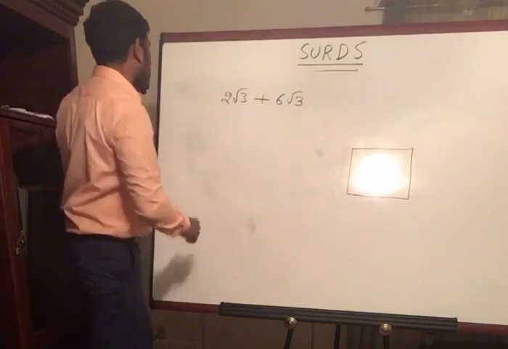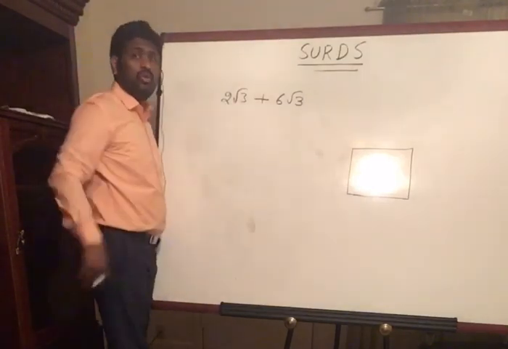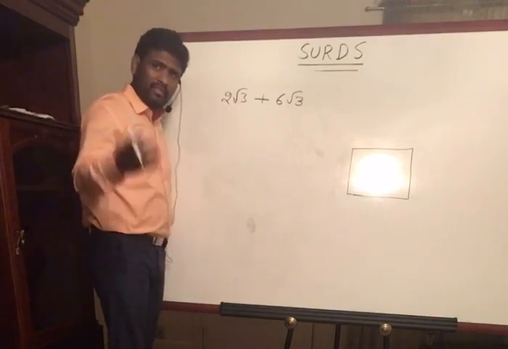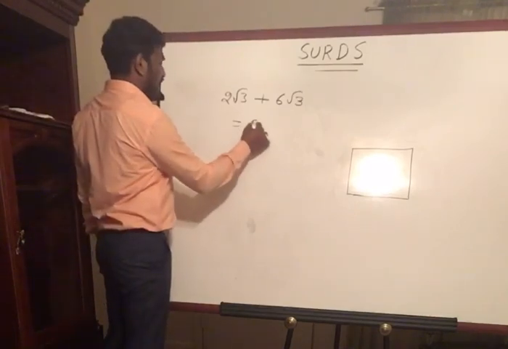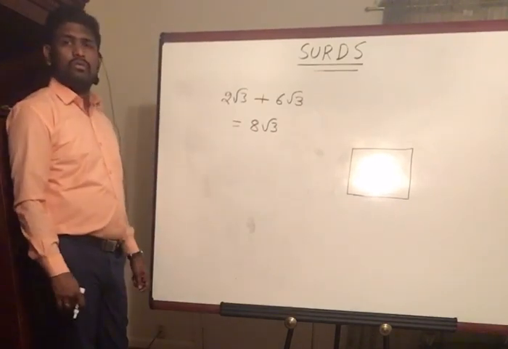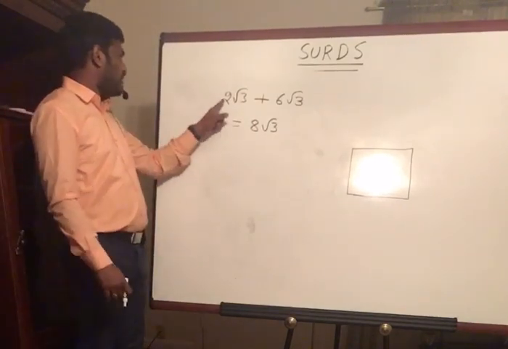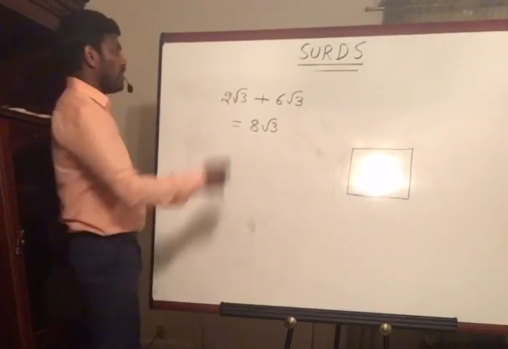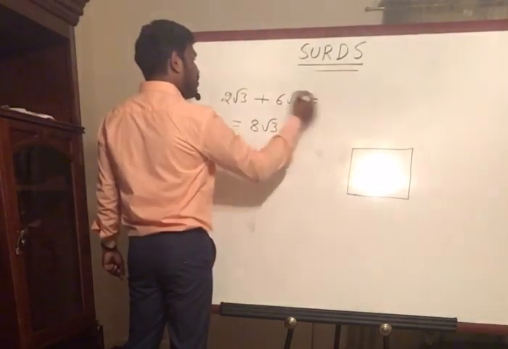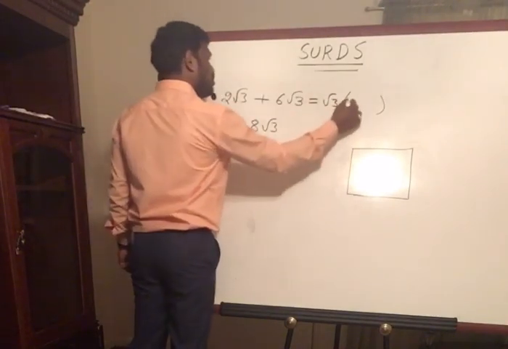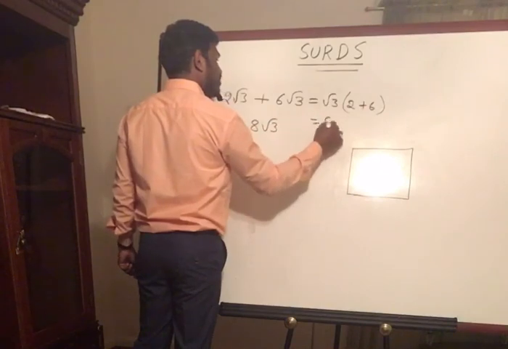What we need to do? 2 root 3 plus 6 root 3. 2 root 3s plus 6 root 3s. Total how many root 3s? 8 root 3s. As simple as that. So this will be 8 root 3. Just simplify this: 2 plus 6, 8. Actually what we are doing is taking root 3 common and adding the numbers 2 and 6. 2 plus 6 is nothing but 8 root 3.